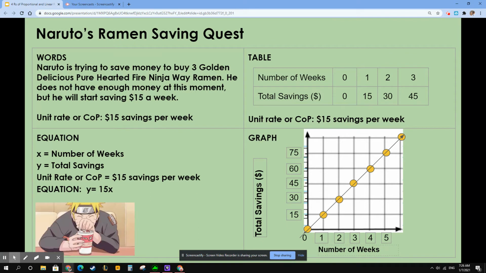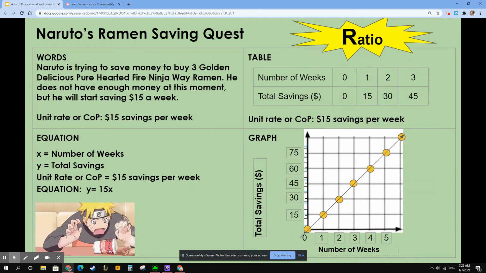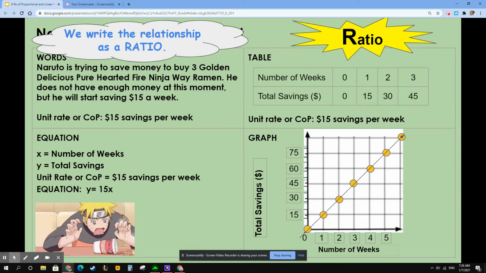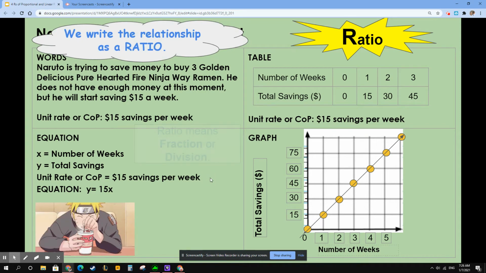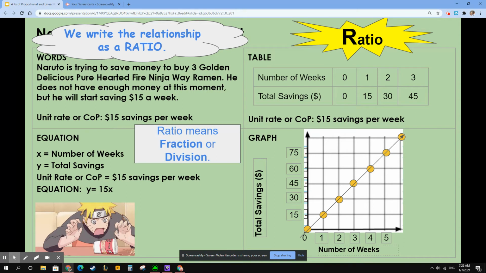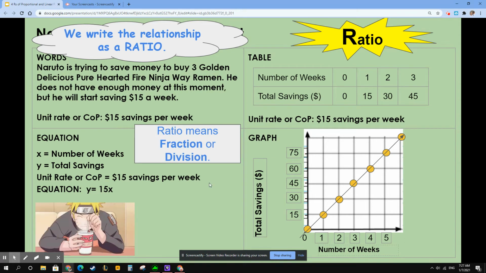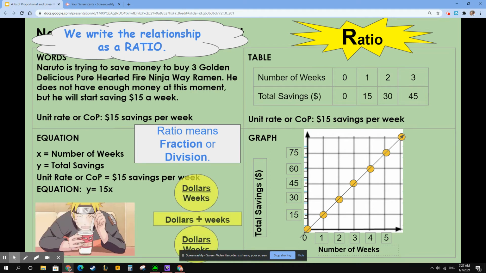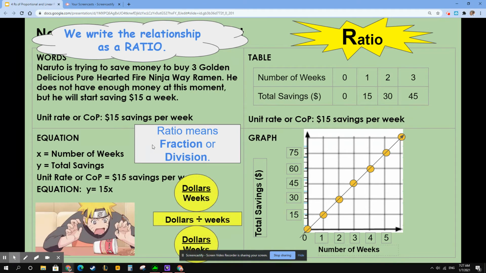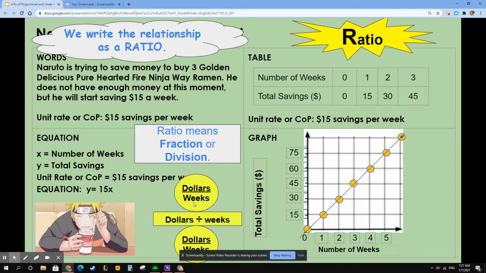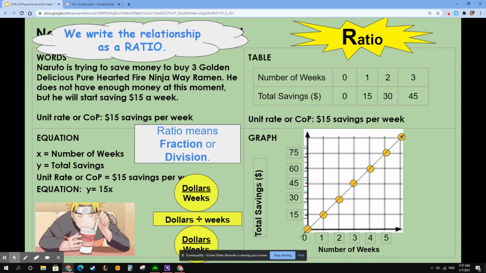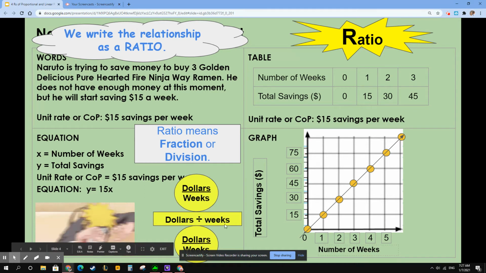The third R is ratio. We write the relationship as a ratio, and that means we are going to write it as a fraction or division. Since we know it's the dollars and the weeks that are related, we're going to write it as dollars over weeks, or dollars divided by weeks. That's how we create the ratio.